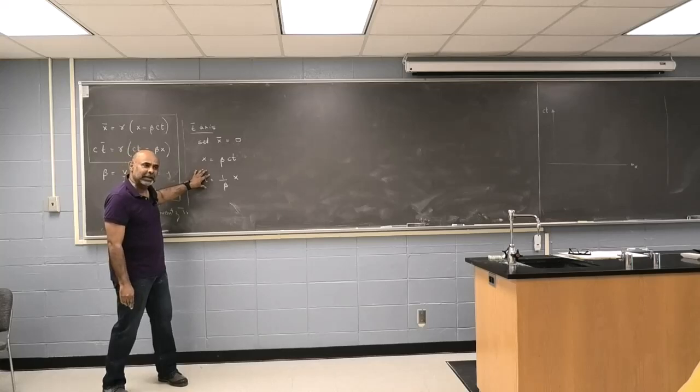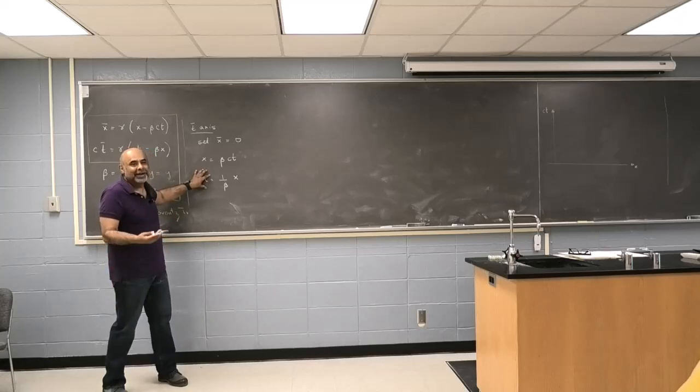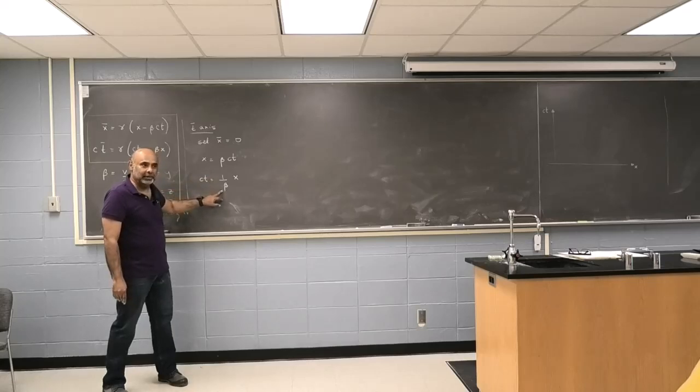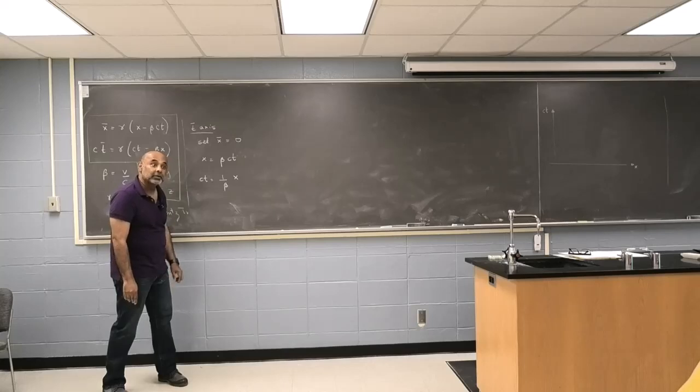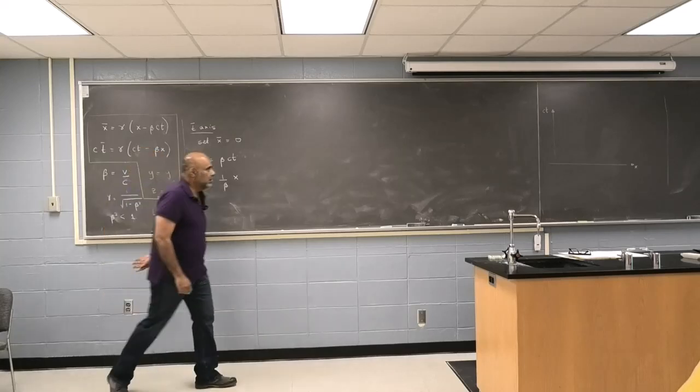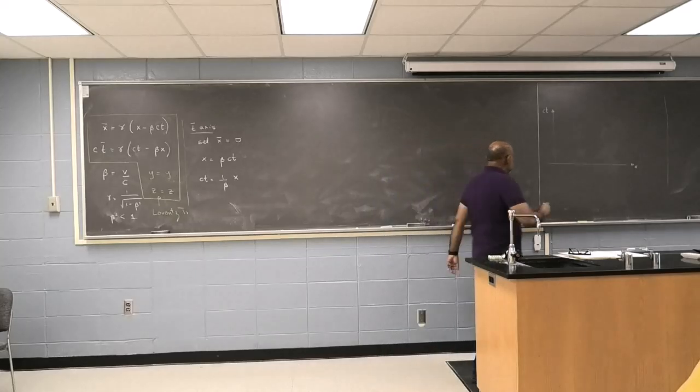What kind of a line? Can you tell me what the y-intercept is? It's not y-intercept. Zero. What's the slope of this line? 1 over beta. Beta is less than 1 in magnitude, so 1 over beta is greater than 1. So to do this, let me draw this guy.